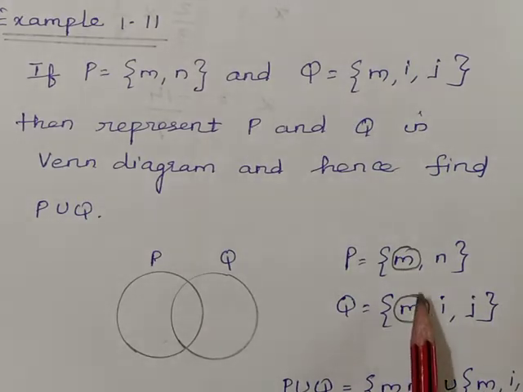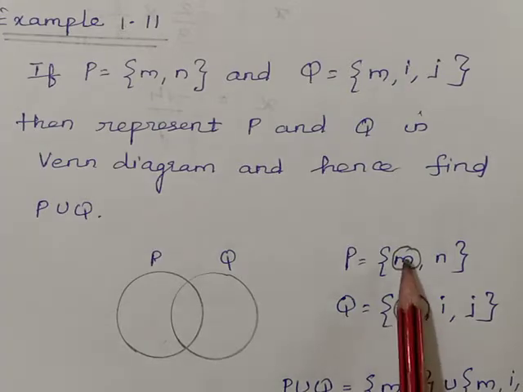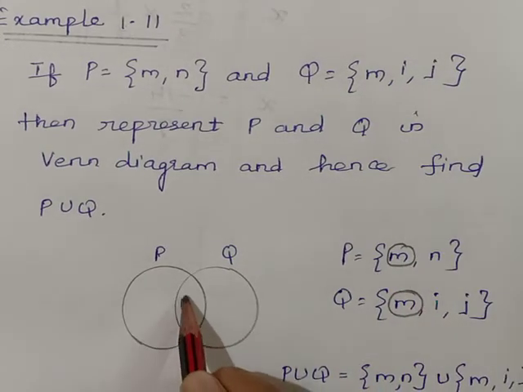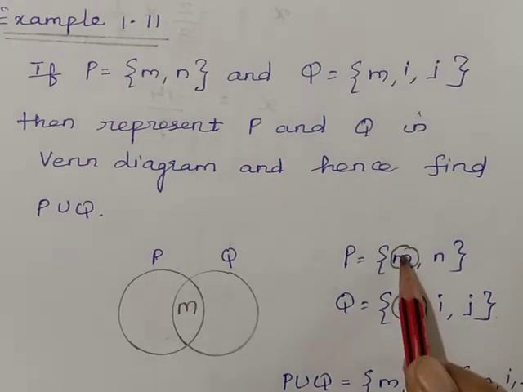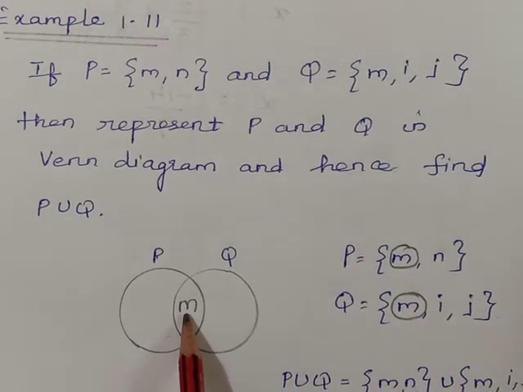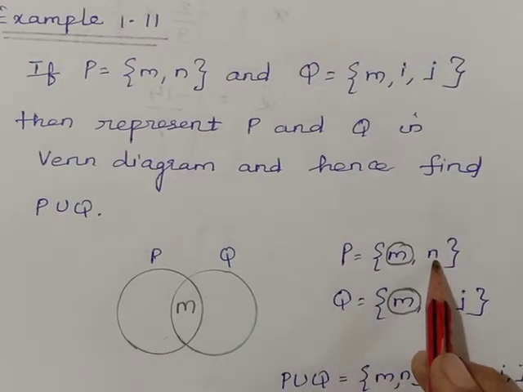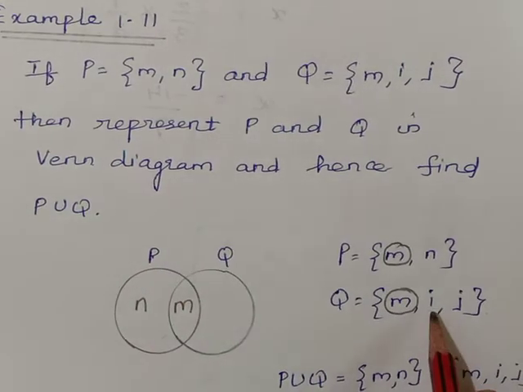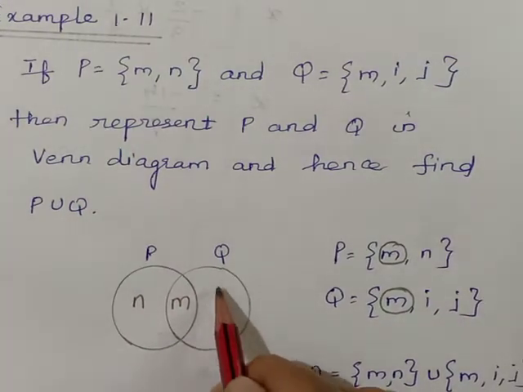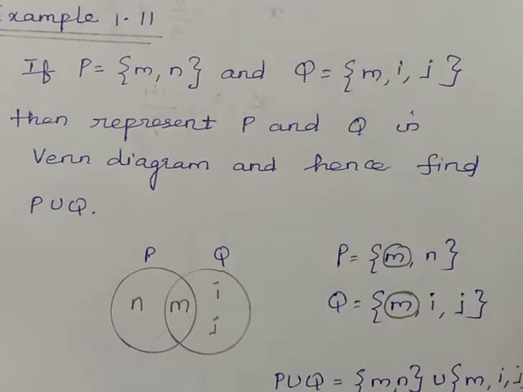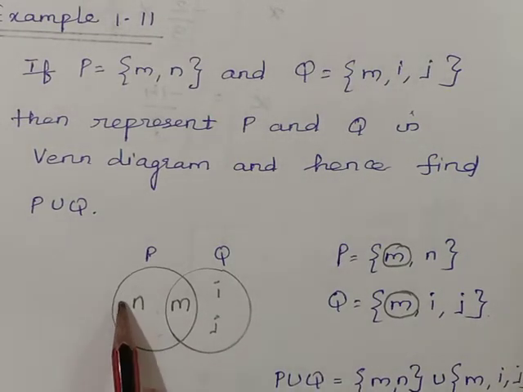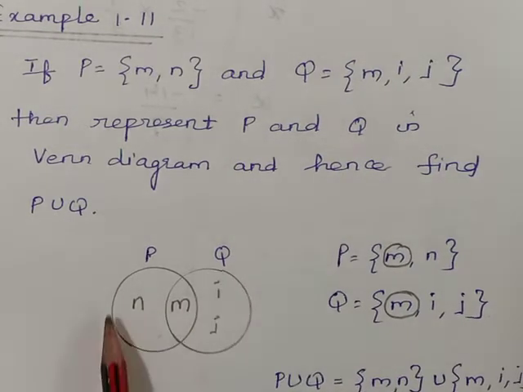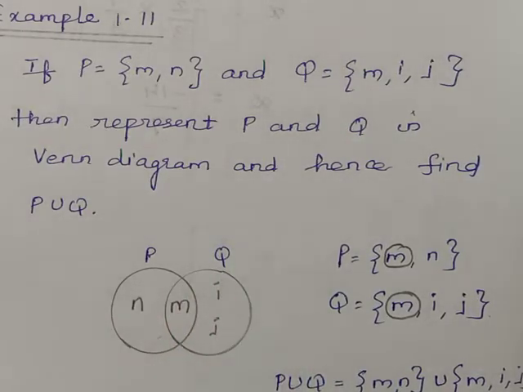The common terms will be circled. Here the common term is M. So the common term we write in the center portion. Since M belongs to both, we write it in the center portion. So what is remaining in P? N. That N belongs to P. And what is remaining in Q? I and J. I, J belong to Q. M belongs to both P and Q. So this represents P union Q.